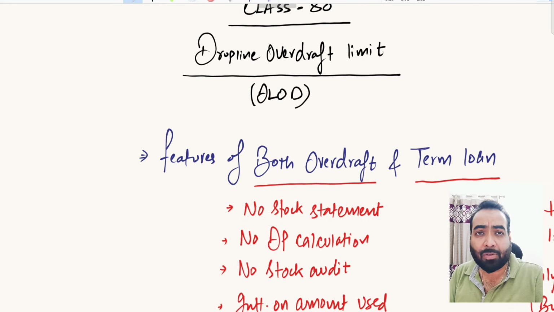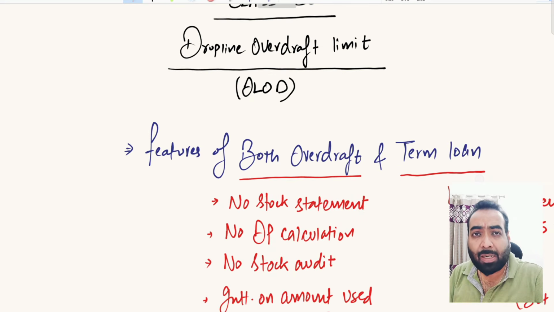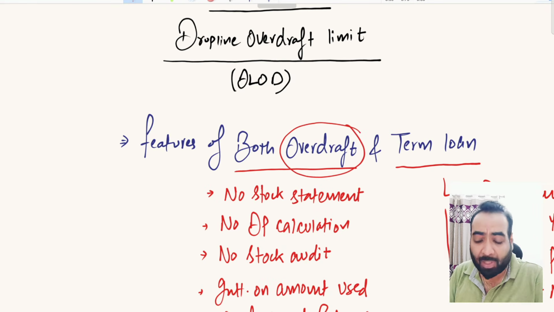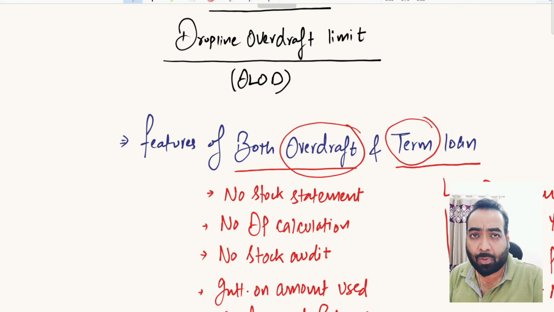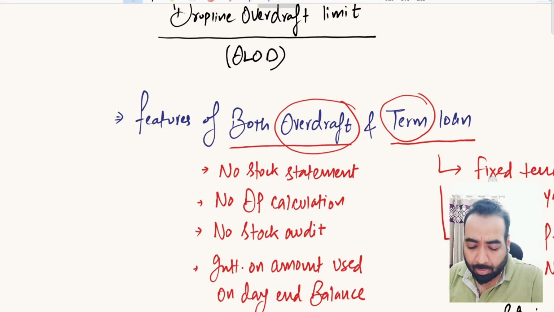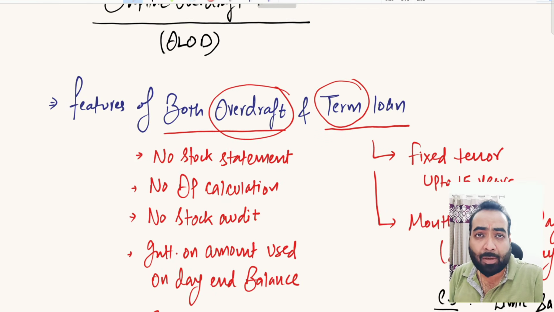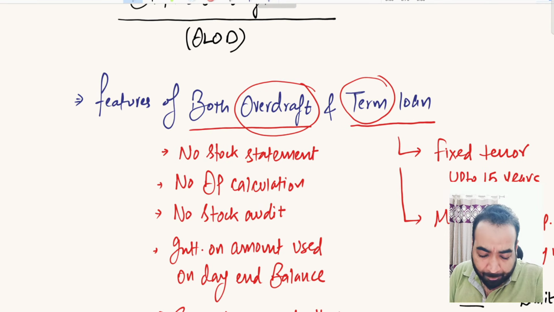Since you have understood the overdraft facilities in full, and cash credit facilities also, this video will be a lot simpler for you to understand, because the DLOD facility, the drop line overdraft facility, combines the features of both overdraft facilities and term loan. Not all features, but some of the features of both of these products. So, what do I mean when I say that features of term loan and overdraft are combined in drop line overdraft facility? Let us learn about them.